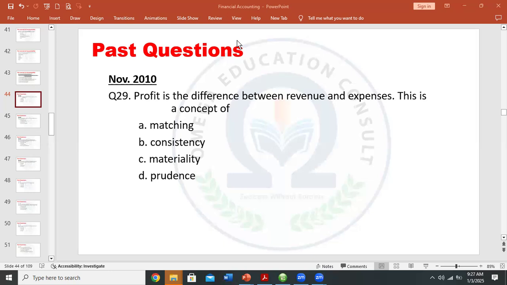I think matching. And perfectly, that's the answer, matching concept, which says when you're looking for profit, match revenue to the associated or related expenses. Okay, great. So in 2010, if you wrote your WASSCE, you would have gotten 1 mark.